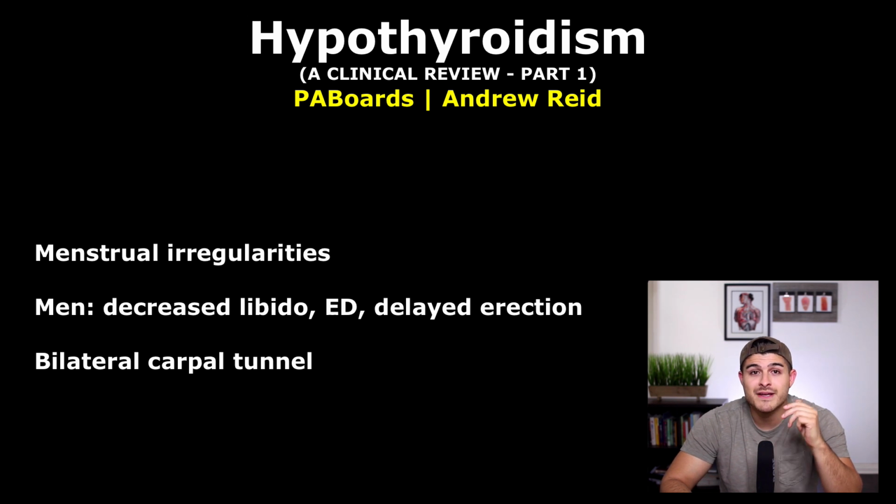Now, women are often going to have a menstrual cycle that's going to be disrupted here, right? And we can have various different presentations as far as the menstruation goes. We can have oligomenorrhea, we can have amenorrhea, we can have hypermenorrhea, menorrhagia. So it can really present in different ways.